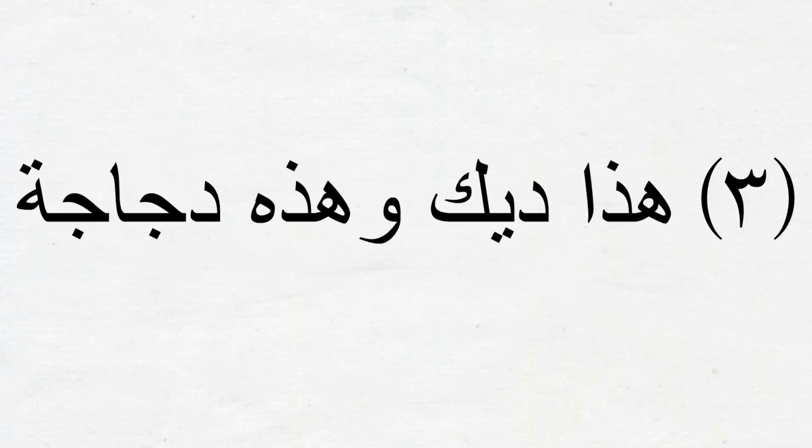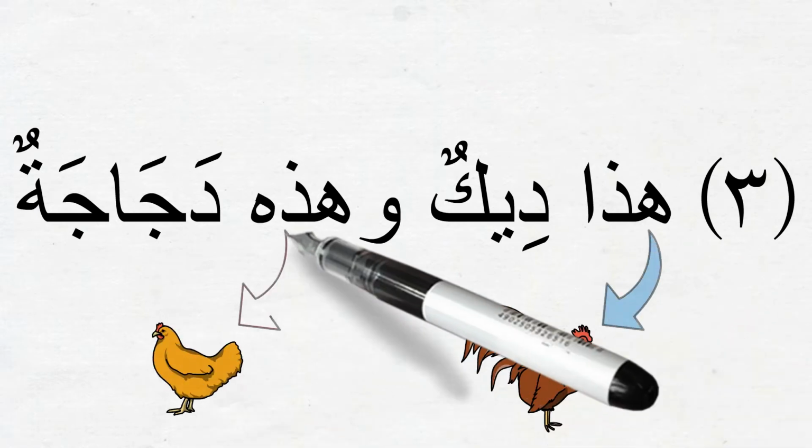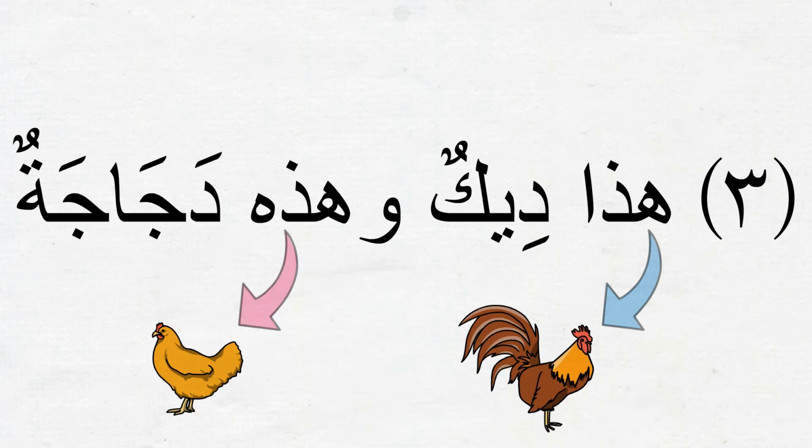The third sentence. هذا ديك وهذه دجاجة. This is a rooster and this is a hen. ديك, a rooster, is مذكر, so we are using هذا. And دجاجة, a hen, is مؤنث. Therefore, we are using هذه.